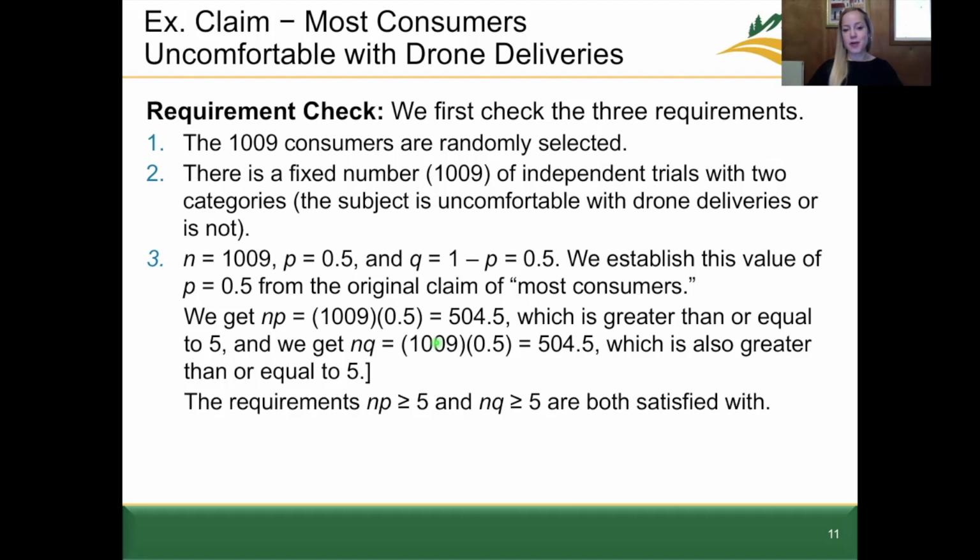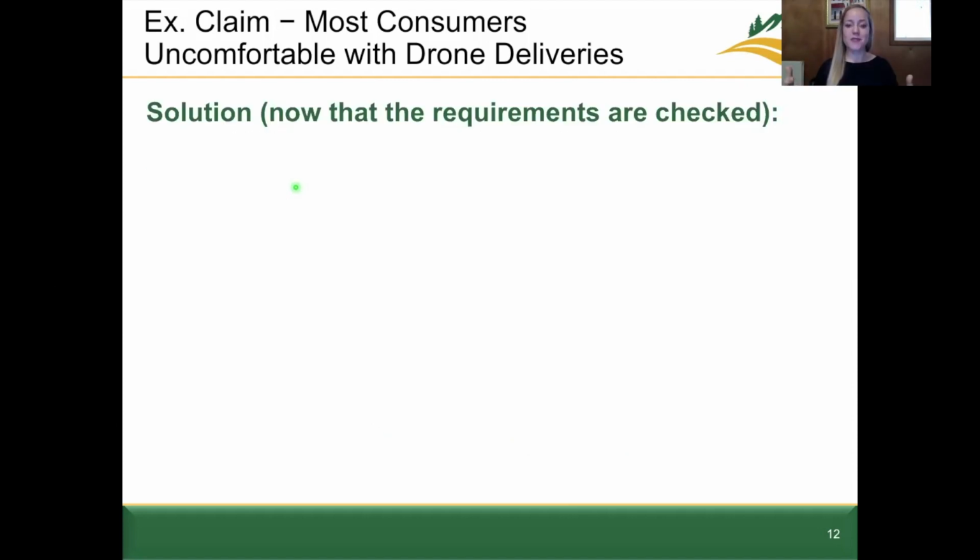Then we say from requirement number 3 that these requirements, n times p is greater than or equal to 5, as well as n times q, are met. Now from these steps, we can say that the requirement checks are satisfied. Remember that these requirement checks were particular to using a normal approximation to a binomial distribution. So now that we've checked all those requirements off, now we can proceed with the solution. These steps are what we went over in 8.1. Let's go through all of them again in detail.